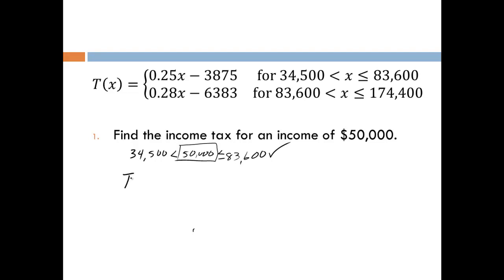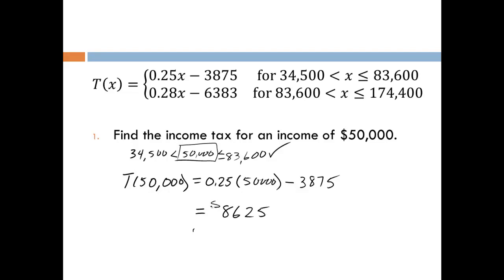So that means T of 50,000 will equal 0.25 times 50,000 minus 3,875. If we plug that into our calculator, we'll get 8,625. So a person who made $50,000 and is filing their tax with a single status would owe $8,625 in tax.